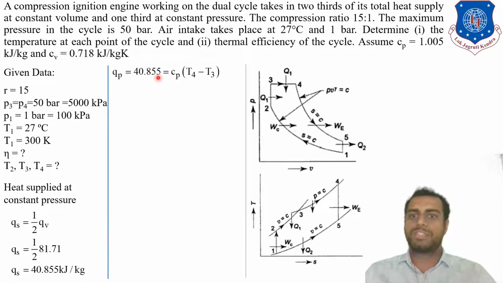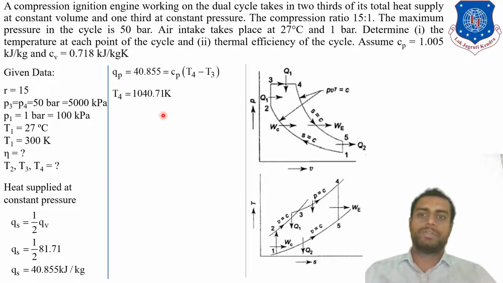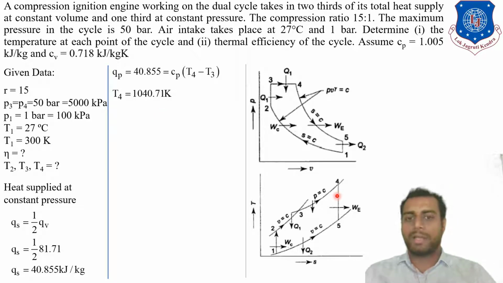Now write down the equation of heat supply at constant pressure, so you will have Cp delta T. From this equation, you have the value of Q, the value of T3, and the value of Cp, so you can find the value of T4. So T4 will be 1040.71 Kelvin. If you pay attention, students, T4 is nothing but the highest working temperature of the dual cycle, and you can also appreciate that by observing the graph on the TS diagram. T4 is the highest point, and the value of T4 is also the highest.